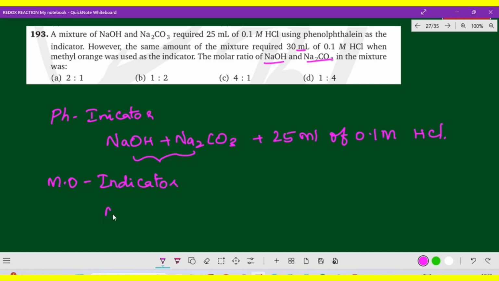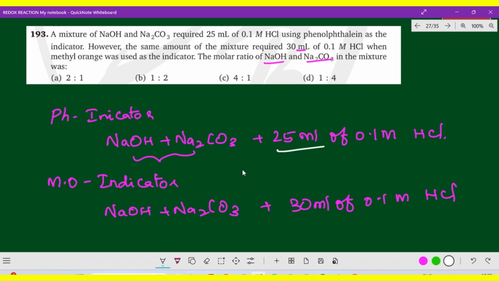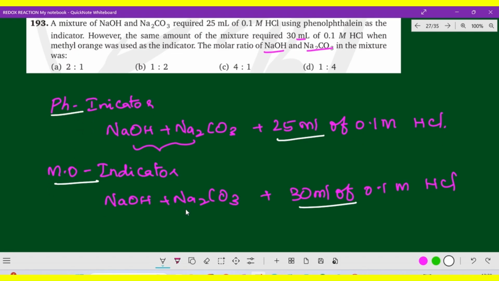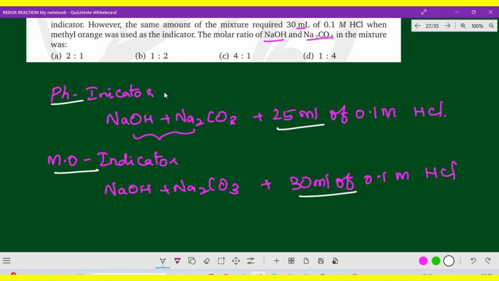So here, the same amount, NaOH plus Na2CO3, here 30 ml, right? 30 ml of 0.1 M HCl. Now you see the difference here. Here 25 ml and for the same amount, here 30 ml. But what is different? Methyl orange and phenolphthalein indicator, both are different. So for phenolphthalein, strong base and weak acid. That is what in the first question only I have given the clarity for you to understand.